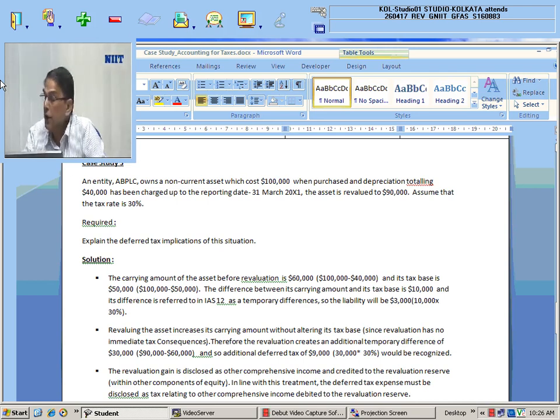So to create this deferred tax liability of 9,000, additionally you have to debit the revaluation reserve by 9,000. So revaluation reserve will be actually 21,000. 30,000 minus 9,000. And deferred tax liability will go up by 9,000. Is that clear to all of you?